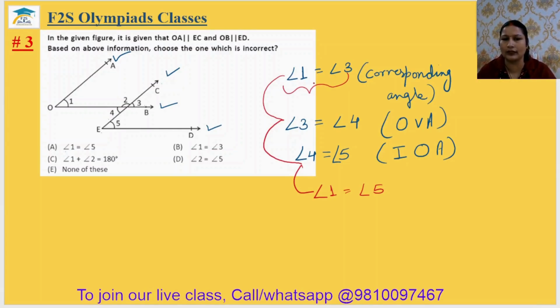We have already written it. It is also correct. Angle 1 plus angle 2 equal to 180 degree. This is angle 1, this is angle 2. Yes, it will be 180 degree because the interior angles on the same side of a transversal for parallel lines will be 180. C is also correct. Come to option D. Angle 2 equal to angle 5. No. Angle 2 can never be equal to angle 5. So option D is wrong, the incorrect one. The third answer will be option D.